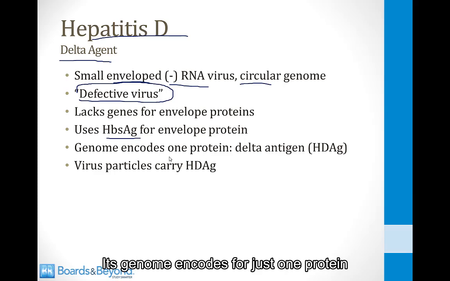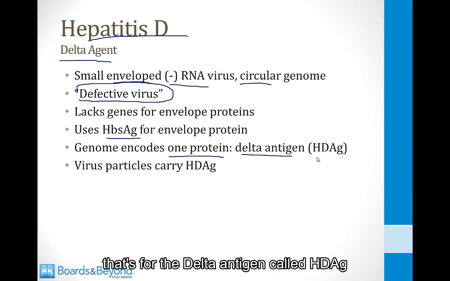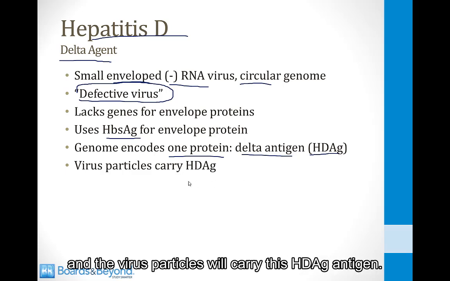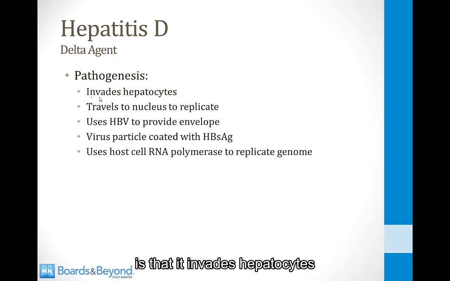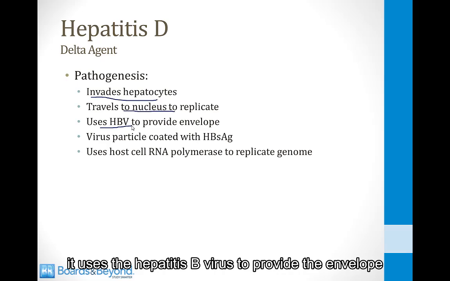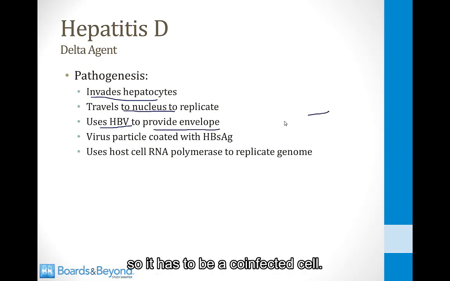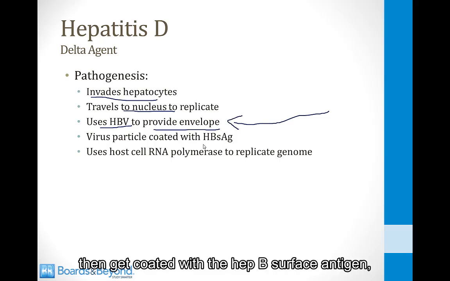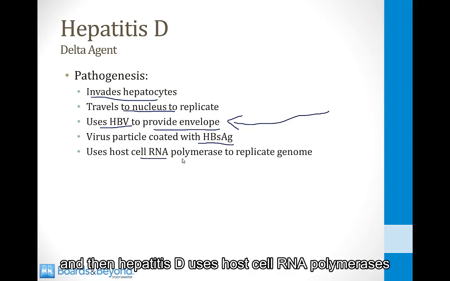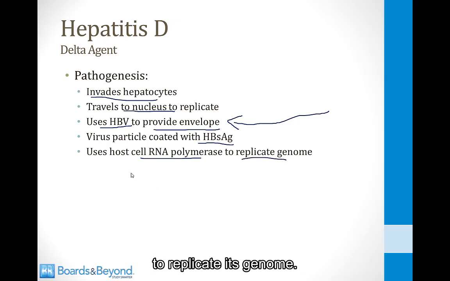Its genome encodes for just one protein, that's for the delta antigen called HDAG, and the virus particles will carry this HDAG antigen. So the pathogenesis of hepatitis D infection is that it invades hepatocytes and then travels to the nucleus. Once it gets inside the nucleus, it uses the hepatitis B virus to provide the envelope, so it has to be a co-infected cell. The virus particles of hepatitis D then get coated with the Hep B surface antigen, and then hepatitis D uses host cell RNA polymerases to replicate its genome.